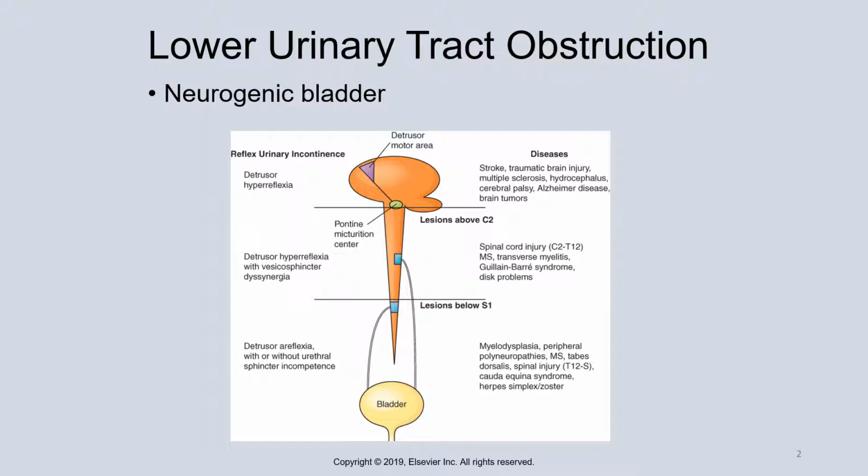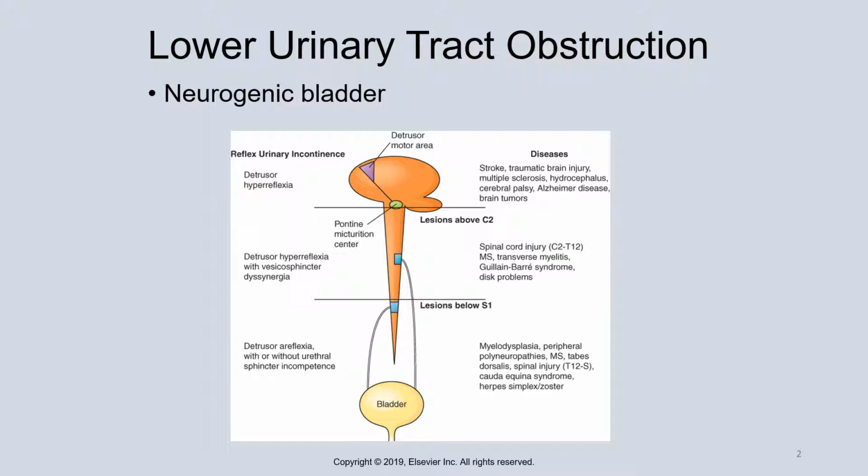This is C2 lesions, and generally from C2 down to S1 are the upper motor neurons. So this is where lesions can be and how the bladder will act. With upper motor neurons, the detrusor muscle is hyperactive, whereas with lower motor neurons, they are areflexic.